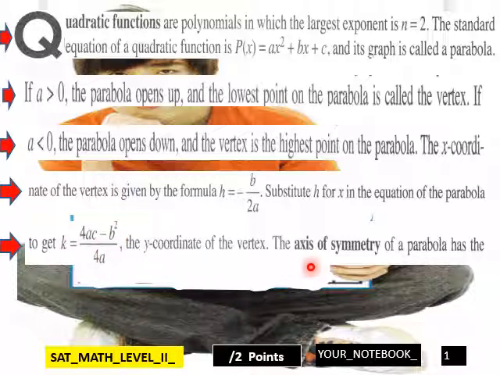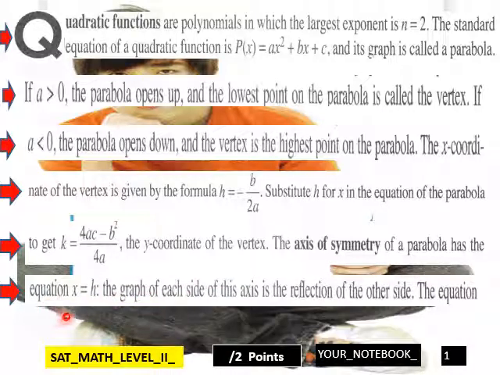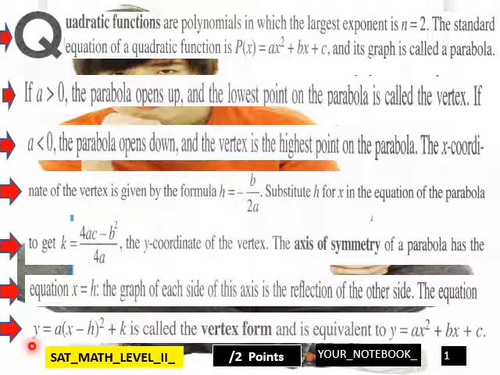The axis of symmetry of a parabola has the equation x equals h. The graph on each side of this axis is the reflection of the other side. The equation y equals a times quantity x minus h squared plus k is called the vertex form, and is equivalent to y equals ax squared plus bx plus c.